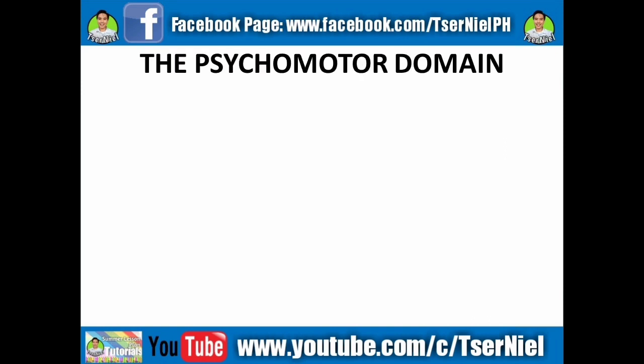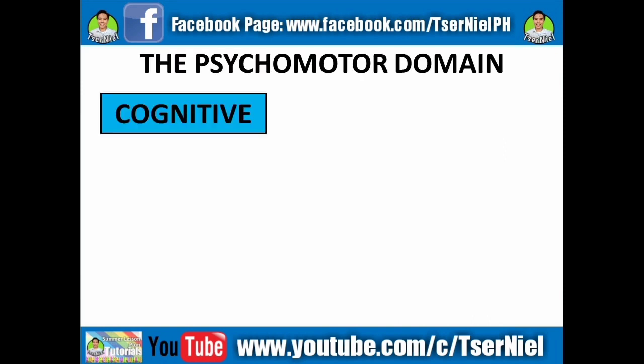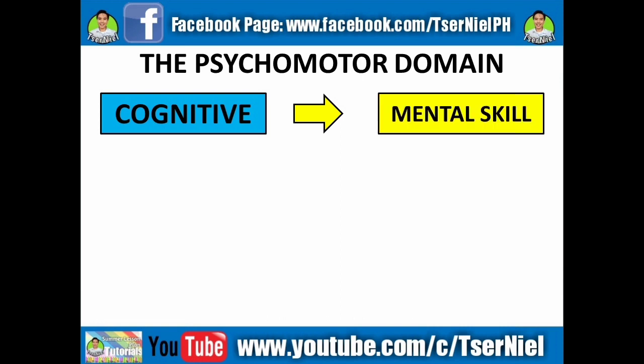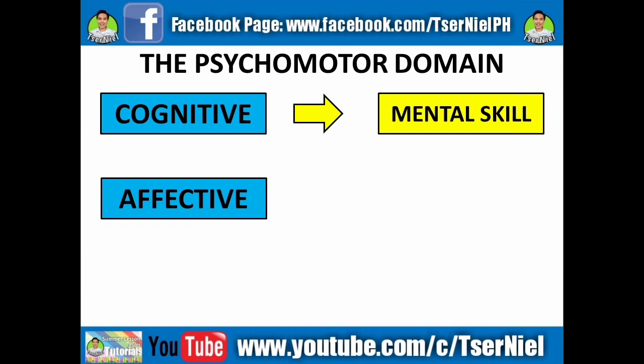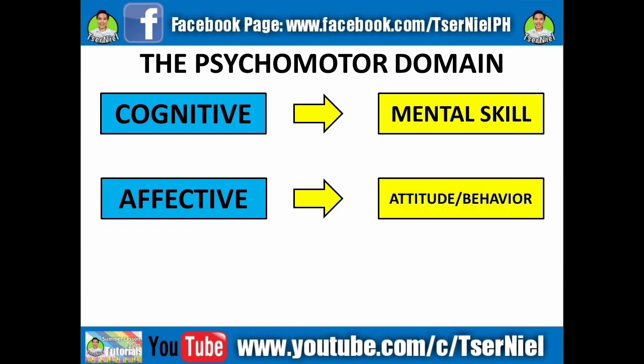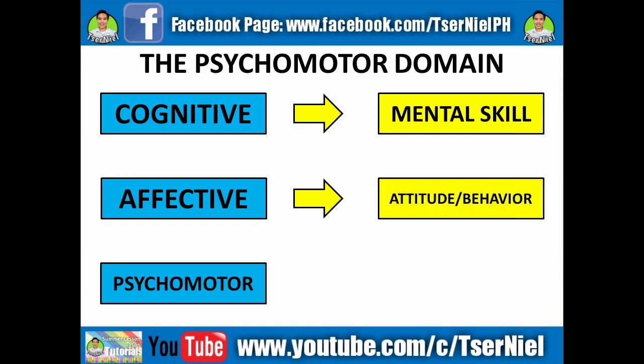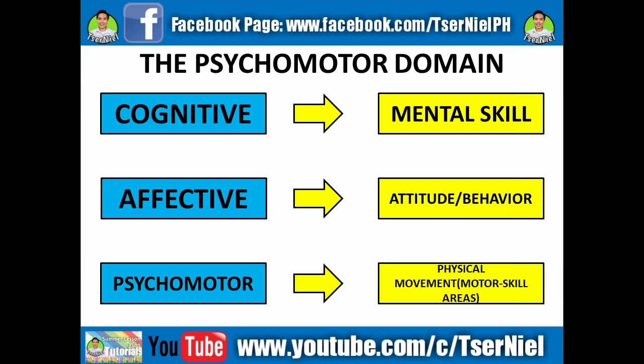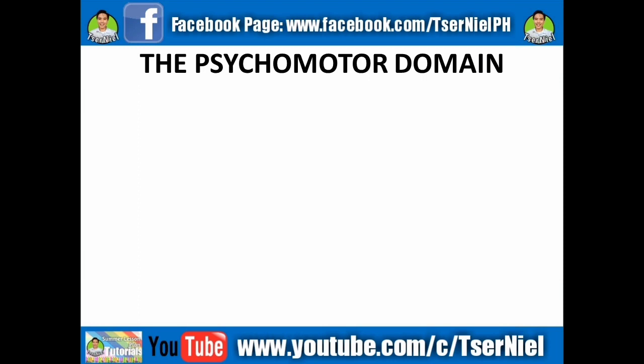Now, the psychomotor domain is the last domain that we will discuss before we proceed to writing our own lesson plans. Now, if the cognitive objective focuses on the mental skill and the affective objective focuses on the attitude and behavior, the psychomotor objective includes physical movement, coordination, and use of the motor skill areas. In other words, it involves the movement of the learner.